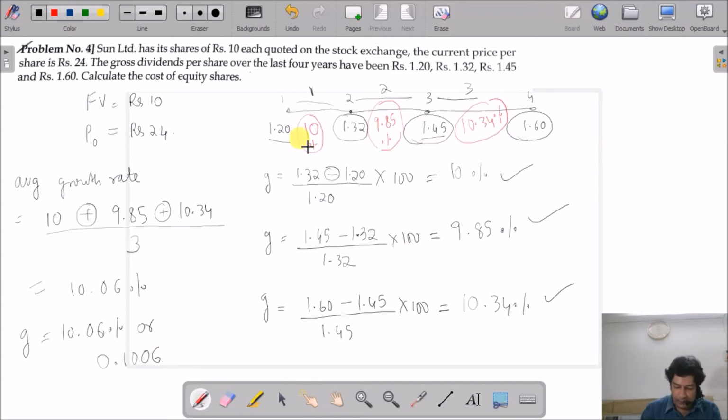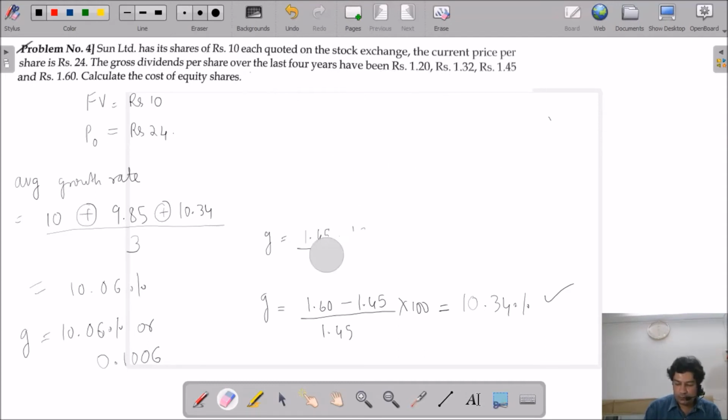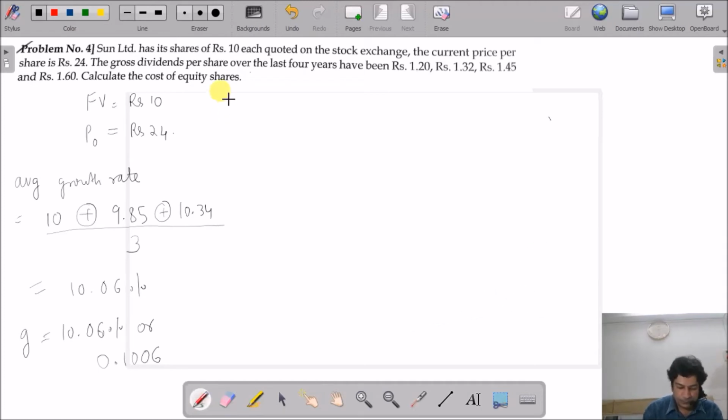So I will be rubbing this part so that I don't need to turn the page. What you all can do is you all can pause the video and copy. There is no limit, so you can watch any number of times. So now we are going to find the cost of equity by dividend growth model.